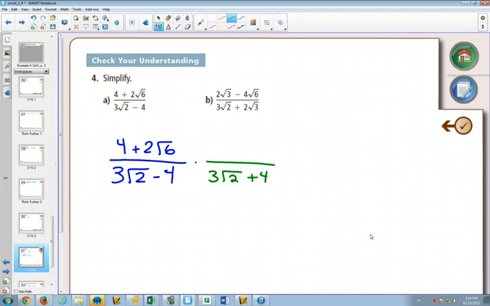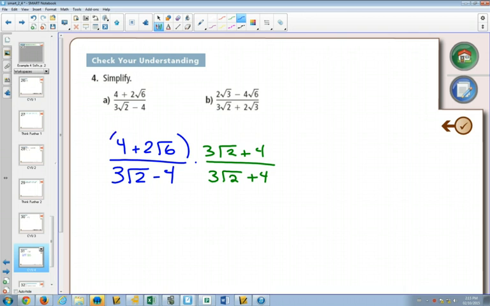But if I'm going to multiply the bottom by 3 root 2 plus 4, I have to multiply the top by 3 root 2 plus 4, because then that green fraction there is equal to 1. And when you multiply by 1, you don't change what it's equal to. You're just going to change how it looks.